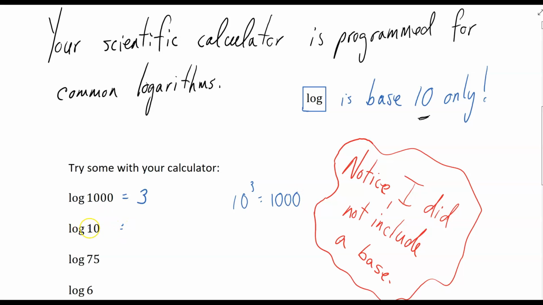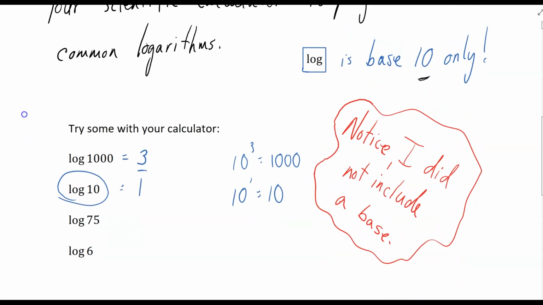So what is the log of 10? We're asking ourselves what exponent, because this represents an exponent, just the way the 3 did, the exponent on 10 to equal 10. And this will be a 1. And you'll see, if you punch into your calculator log 10, you will get a 1.